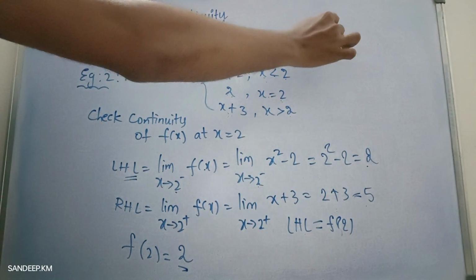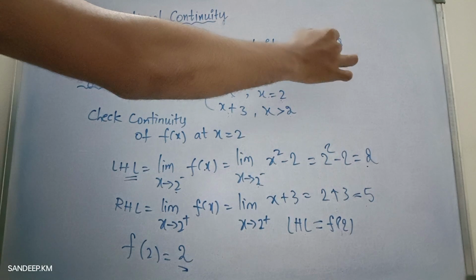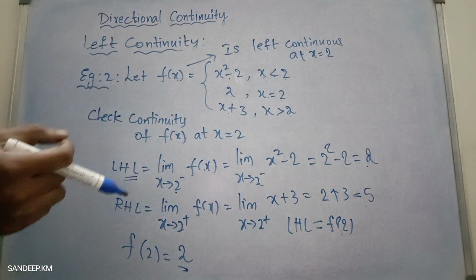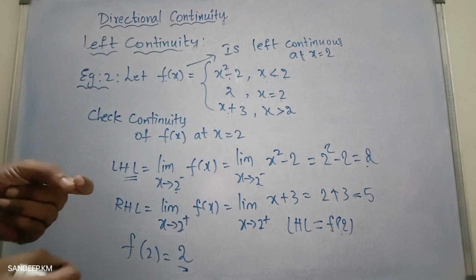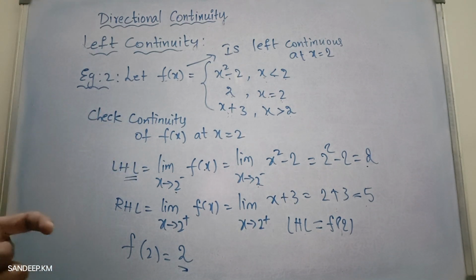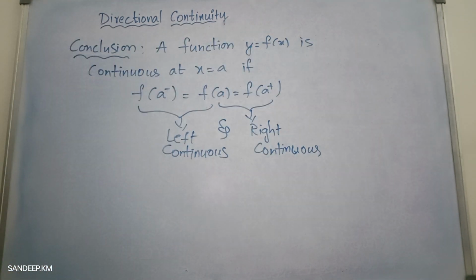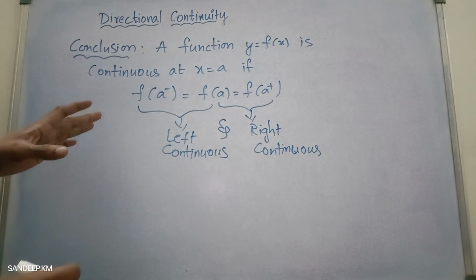Left continuous at x is equal to 2. Now, what is the conclusion that we can draw after learning about right continuity and left continuity? Let us see it now. This conclusion is very important. Here is a conclusion that we can draw.